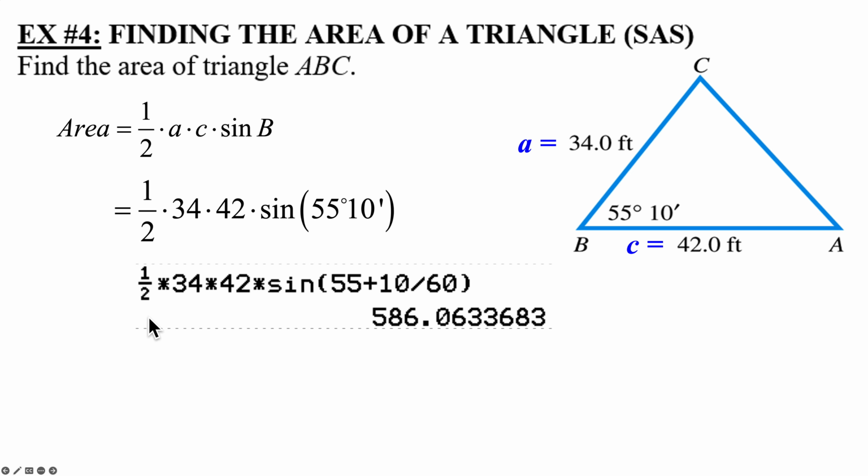And I go to my calculator. 1/2 times 34 times 42 times the sine of 55. Again, this is the quicker way to enter degrees and minutes. If you're in the degree mode of your calculator, you just type this in as 55 plus 10 divided by 60. There's 60 minutes in 1 degree. And that gives me 586.0633683. I opted to go to 2 decimal places for my area, or round it to whatever the directions tell you. But remember, here the units are feet squared. That will be worth a point, so make sure you have the appropriate units on the test.